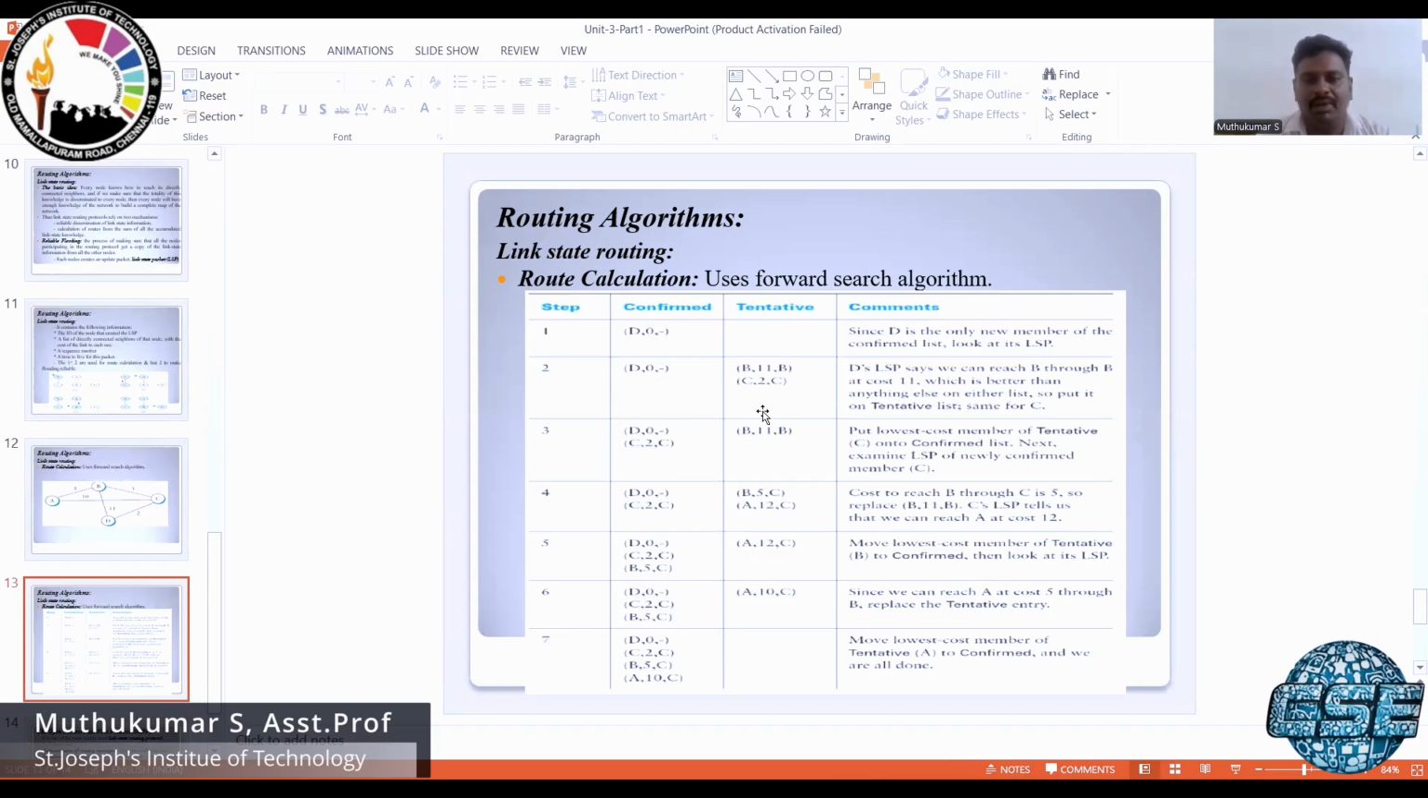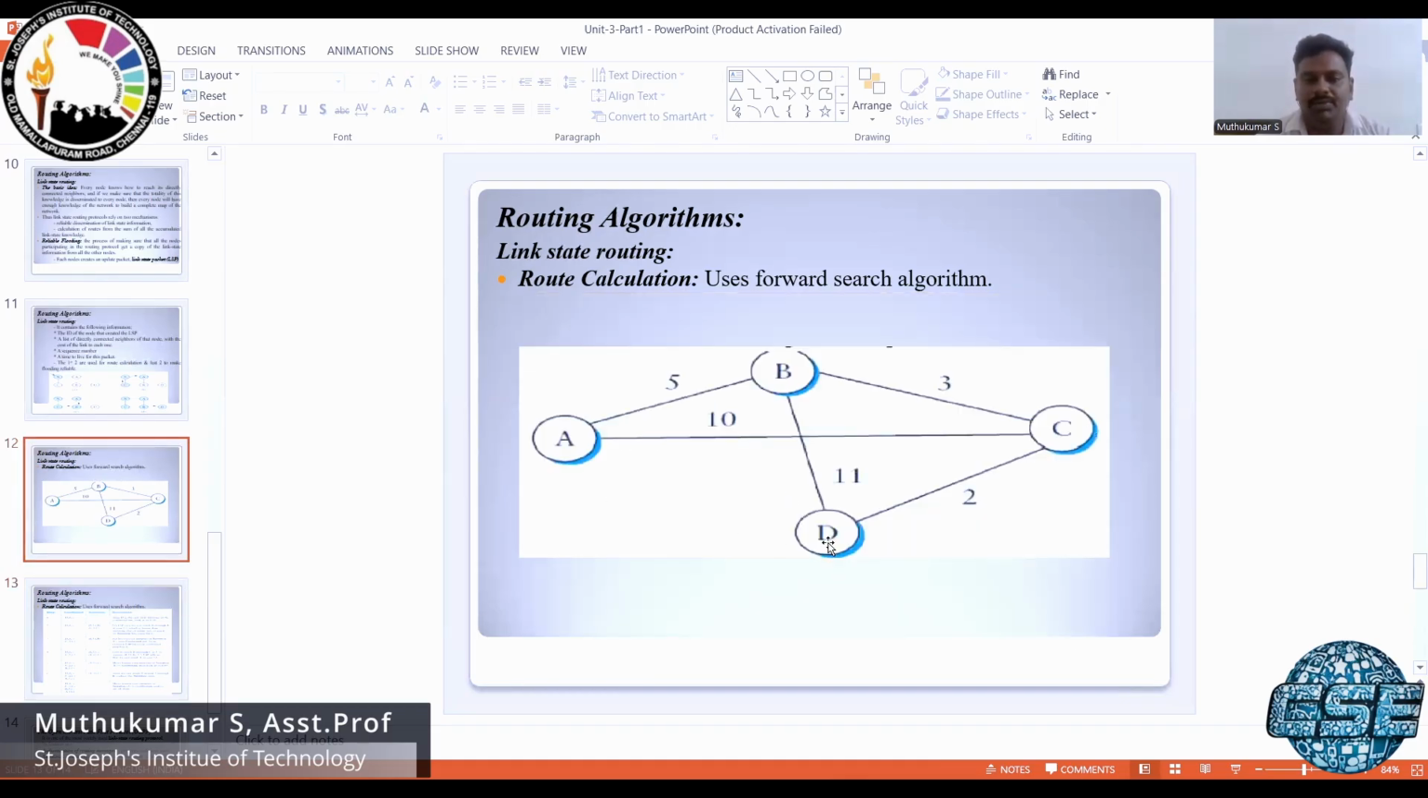You can choose any path, but we have to choose the minimal value. So here D to B is not good because the value is 11. So D to C you can travel because it has the minimum value. So the minimum value is moved to the confirmed list. So we are taking the options in the tentative list and moving the minimal value to the confirmed list. That means now you have moved from D to C. So for this diagram, now you are in D to C.